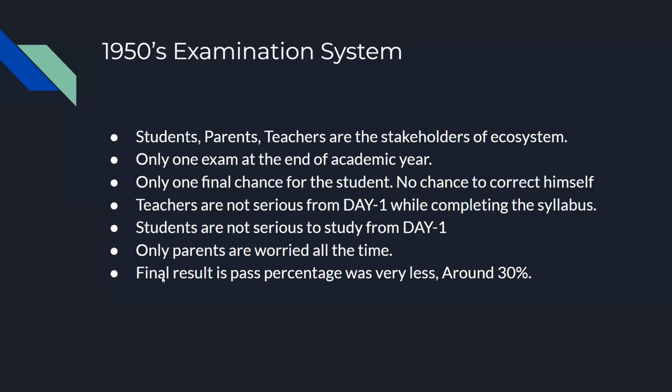They will start slowly. For the first 2 or 3 months, they will just pass time. After 3 months, maybe teachers get serious about the syllabus, because the exams are in the next 6-7 months. But students may get serious maximum 1 or 2 months before the final exam. The only people continuously worried are the parents, worried about whether the child will pass or fail, because there is only one chance, the final exam. If you fail, you have to sit in the same class. If you pass, you can move forward. This was the process in the 1950s. Because of this single final exam, students are not serious and teachers are not serious.